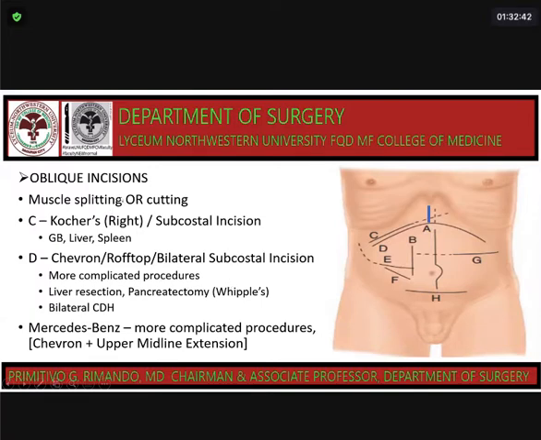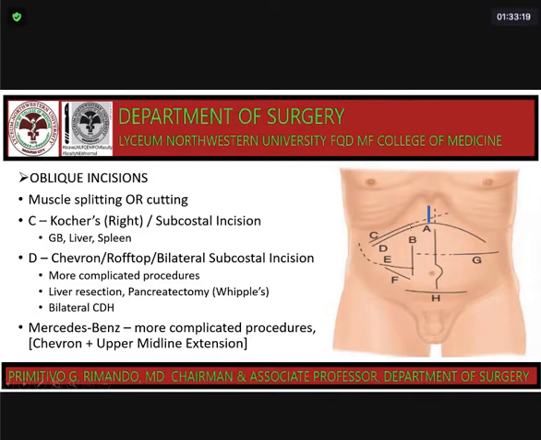So we go to our oblique incisions. If the skin incision is oblique, by the time you encounter the muscles you have a choice to either split it, meaning you pull it aside instead of cutting through. You can do either a muscle splitting or a muscle cutting procedure.